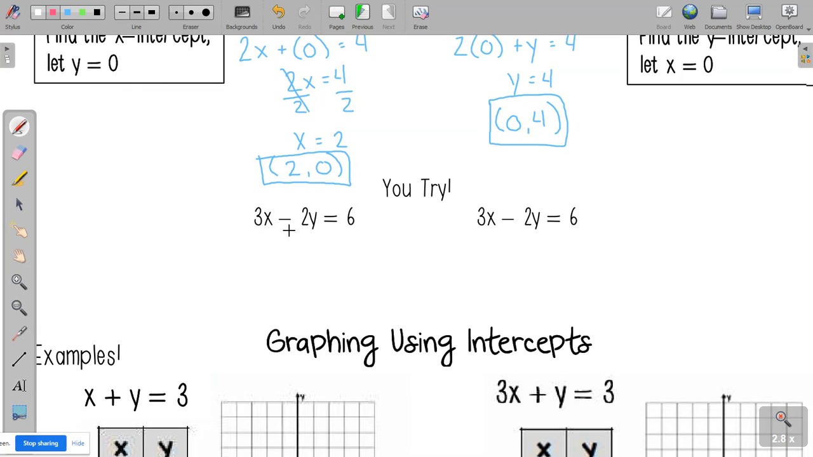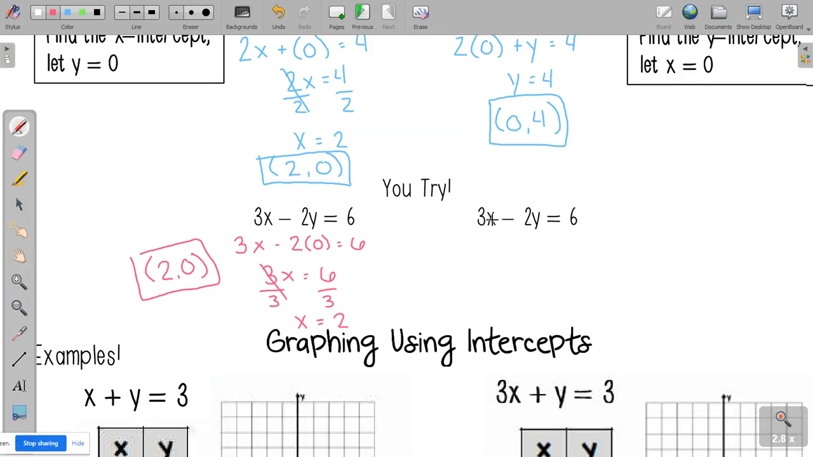So we have 3x minus 2y equals 6. Substitute in 0 in for your y to solve for your x-intercept. So 3x minus 2 times 0 equals 6. 2 times 0 is 0, so we're just going to have 3x equaling 6. Divide both sides by 3. So we get x to equal 2. So we have the point 2, 0 for our x-intercept.